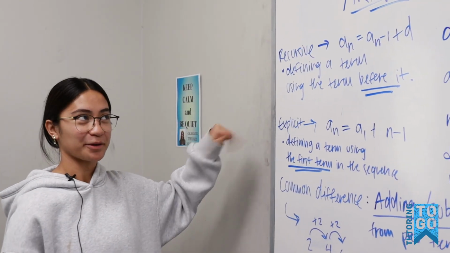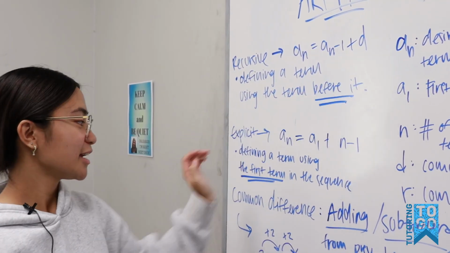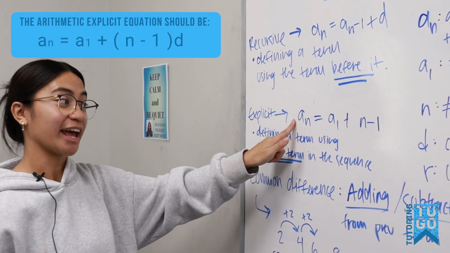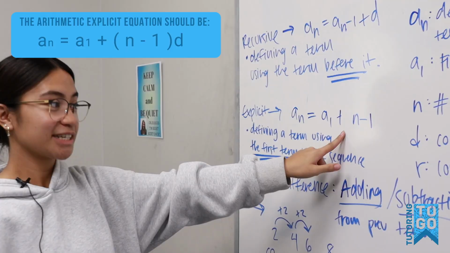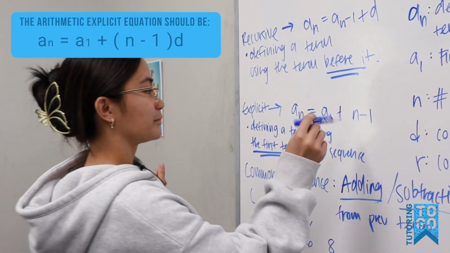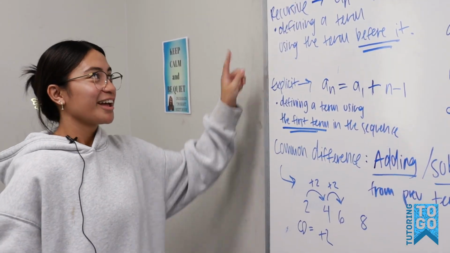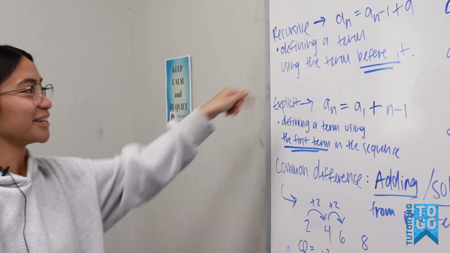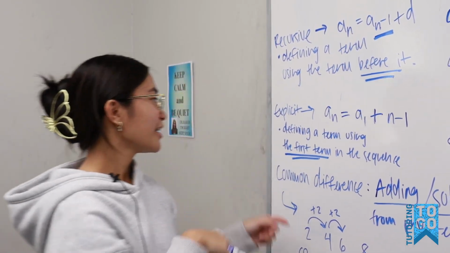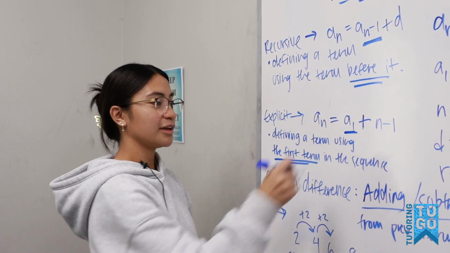The recursive version of an arithmetic sequence is an equals an minus 1 plus d, d being your common difference. The explicit version of an arithmetic sequence is an equals a1 plus n minus 1 times d. A recursive sequence defines a term using the term before it, as represented here with the n minus 1, whereas the explicit version defines a term using the first term in a sequence.